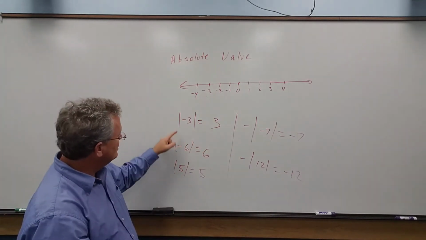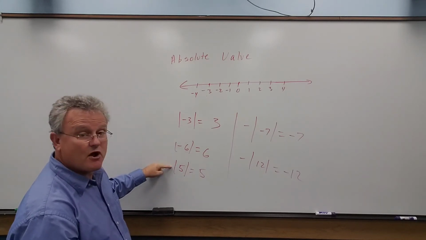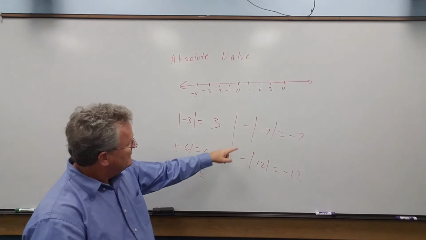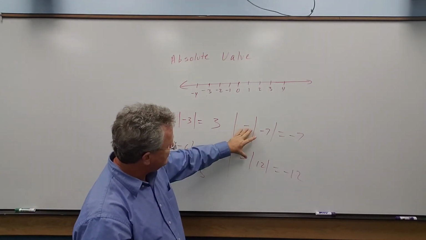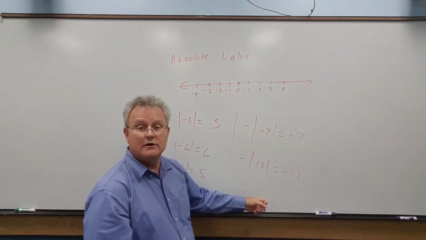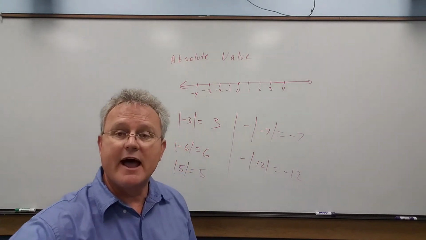So again, our rule: if there's no negative in front of the absolute value, you always get a positive. If there's a negative in front of the absolute value, you always get a negative. So that's the basic idea of absolute value.